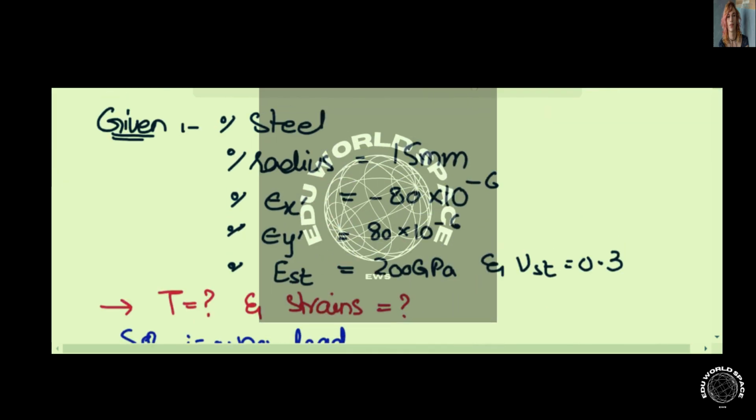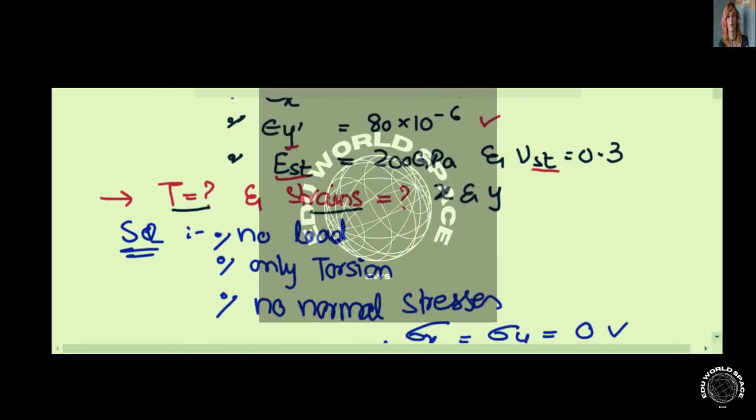So in this question, we are given the material steel, right? And the radius is 15 millimeter. The strain along the x-axis direction is negative 80 times 10 raised to the power negative 6, and the strain along the y dash direction is equal to 80 times 10 raised to the power negative 6, right? The elasticity for steel and the epsilon is given. We are required to find the torque and the strains along the x and y direction, right? Now let's move forward to the solution.